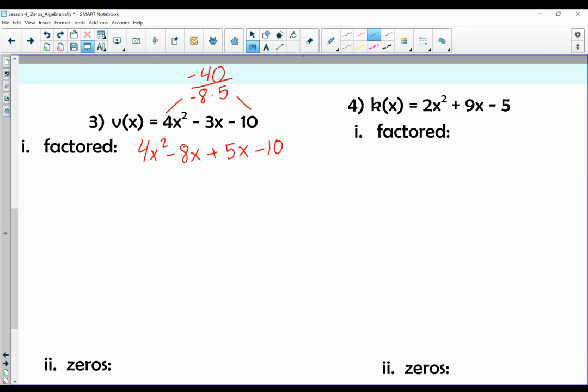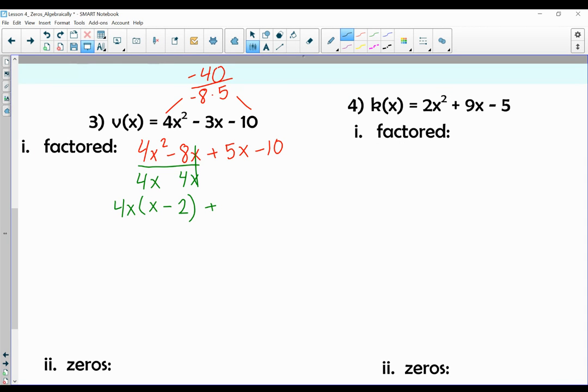And now I do the grouping portion. I ask myself, well, what do they have in common over here? 4x squared and negative 8x. Well, they have 4x in common. So I factor out 4x. And here, 4 divided by 4 is 1. X squared divided by x is x. My subtraction sign comes down. 8 divided by 4 is 2. And x divided by x is 1. That cancels.